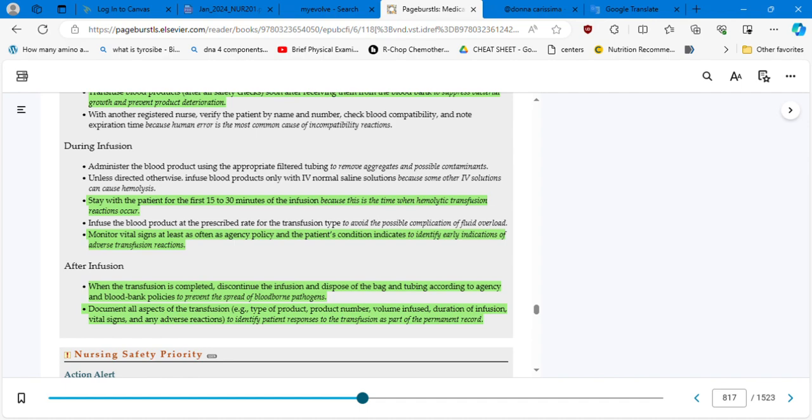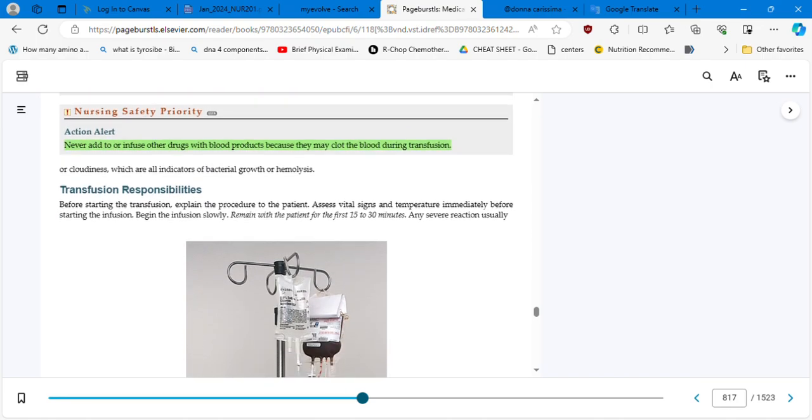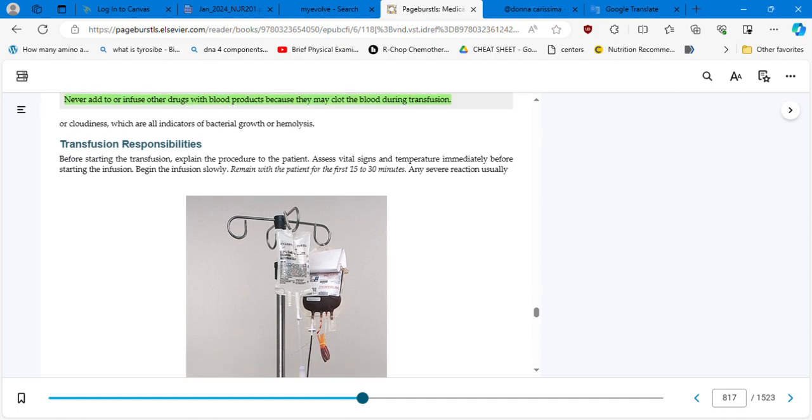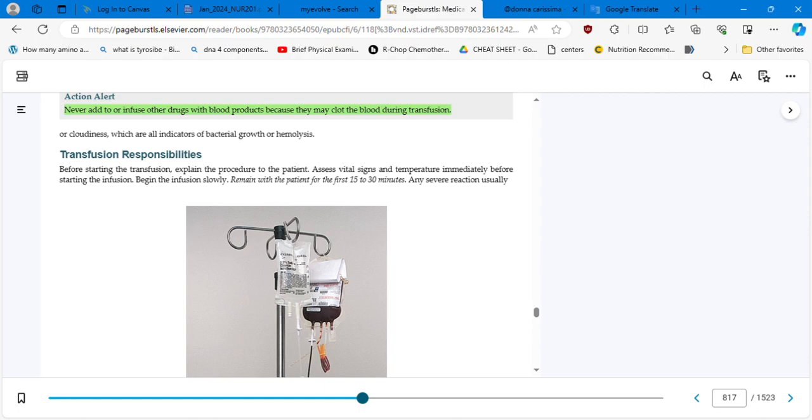Document all aspects of the transfusion: the type of product, the product number, volume infused, the duration of infusion, vital signs, and any adverse reaction to identify patient responses to the transfusion as part of the permanent record. Never add to or infuse other drugs with blood products because they may clot the blood during transfusion. Okay, so whenever you see, oh, we are going to put some antibiotic inside, no, it's not possible. Nobody's going to do that. But just in case, you never know who you're working with.